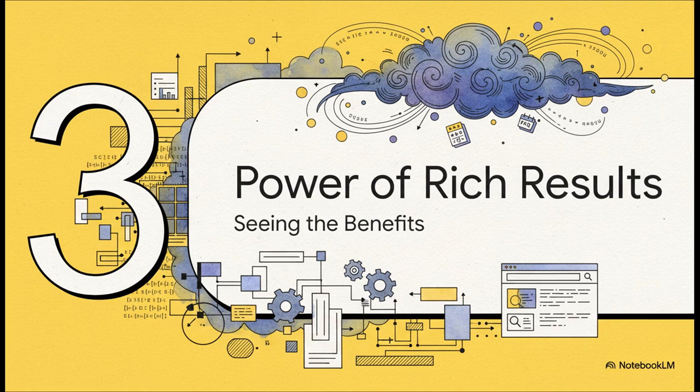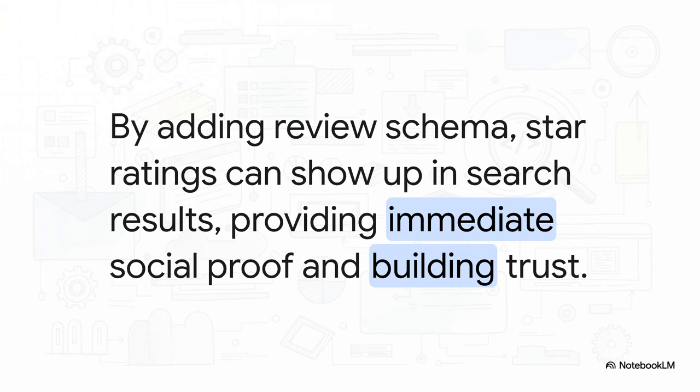This is where the magic really happens. This is where your standard, boring search listing turns into something that truly stands out. You've definitely seen these before. You search for a product and bam, there are those five golden stars right there in the search results. That's review schema working its magic. It gives you immediate social proof and builds trust before anyone even clicks on your link. It just makes your result impossible to ignore.